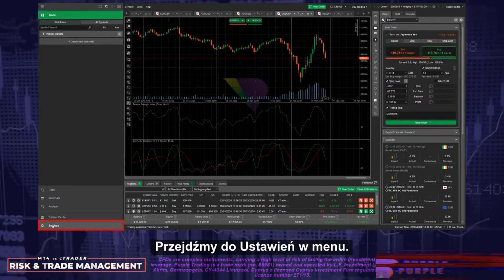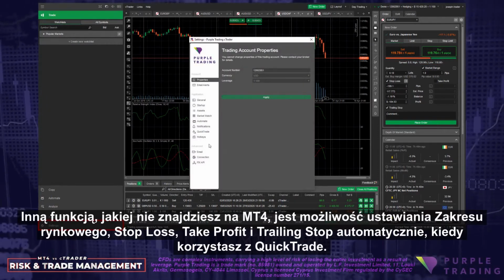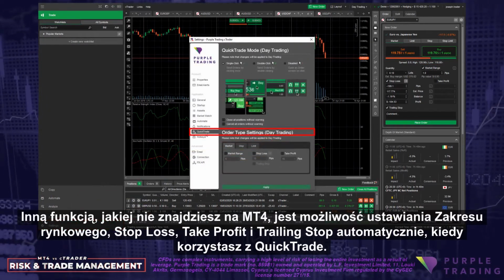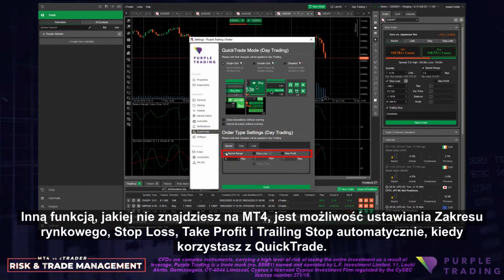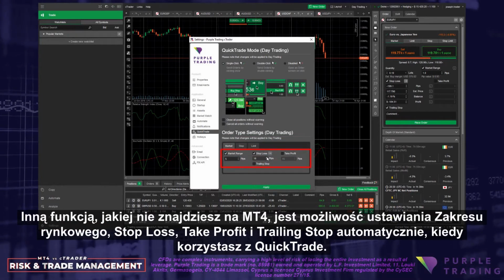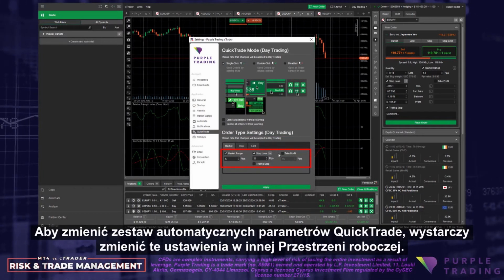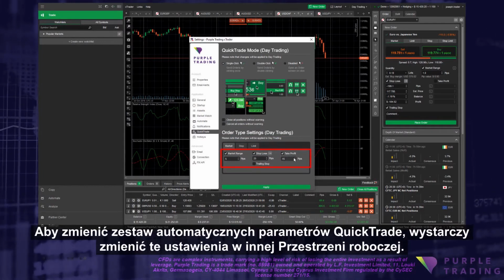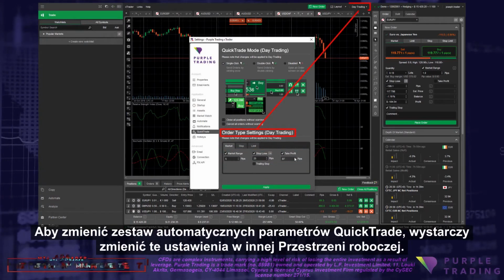Let's go to Settings in the menu. Another feature which you will not find at MT4 is the ability to set market range, stop loss, take profit, and trailing stop automatically when using QuickTrade. For a different set of QuickTrade automatic parameters, you may simply change these settings in a different workspace.